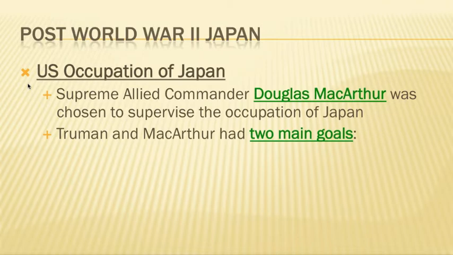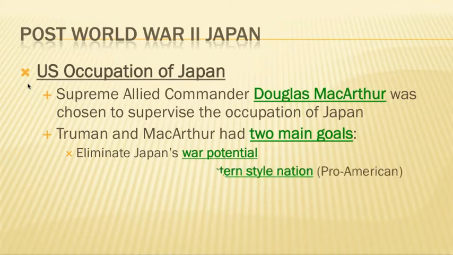Now, President Truman and Douglas MacArthur really had two main goals by doing so. Again, our purpose was not to take over Japan and make it a part of the United States, although in a way, we were trying to make it like the United States. We wanted to definitely eliminate their war potential to ensure that they couldn't try to take over East Asia again. The other thing that we tried to do, and I think we succeeded greatly at this, is turning Japan into a Western-style nation, to be pro-American.